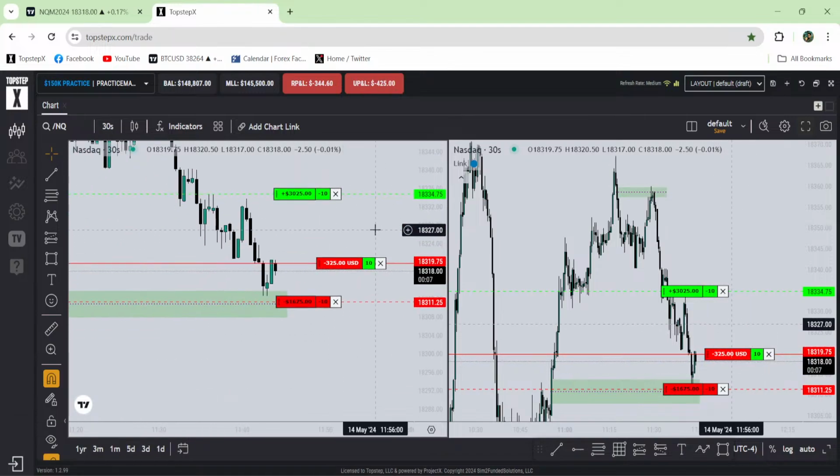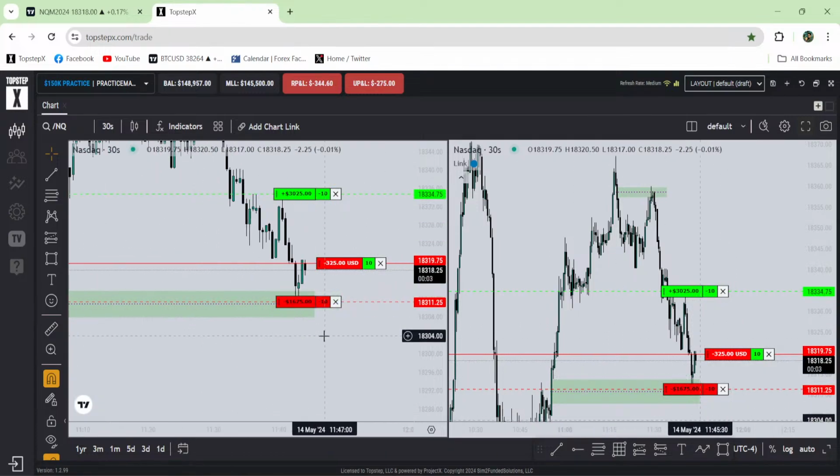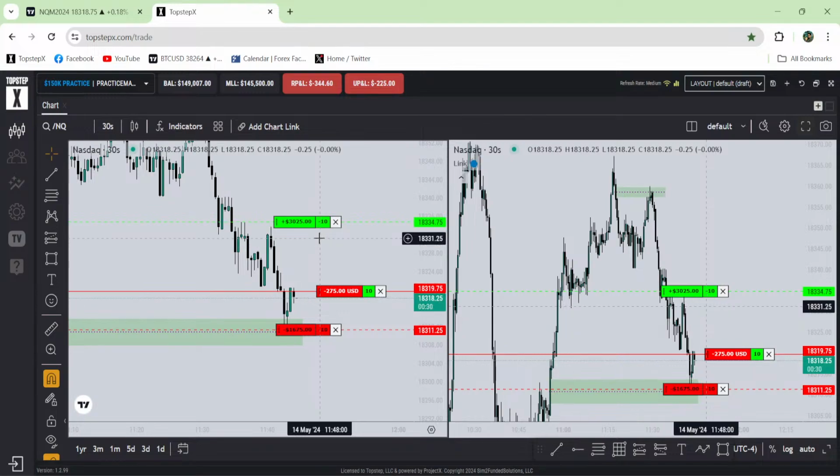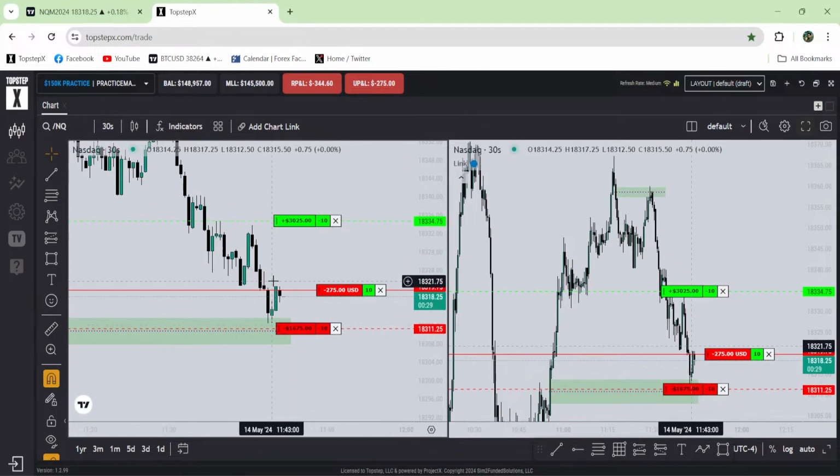Previously, when I learned this ICT concept, I traded this way. It came some parallel gap or something, I just pushed my button over there. I didn't care about anything else. Sometimes it hit my target, sometimes it hit my stop loss.